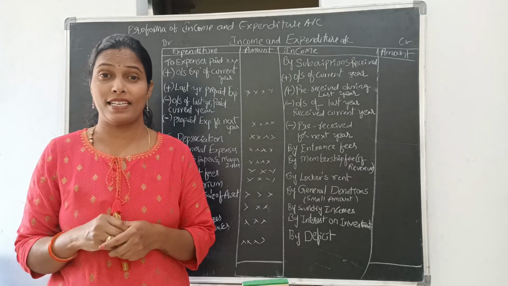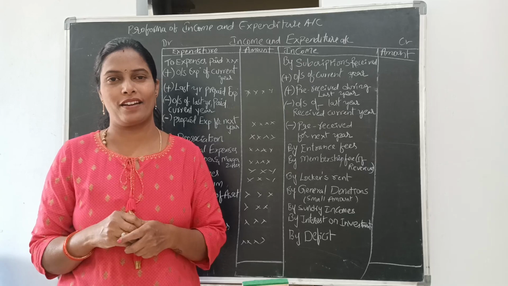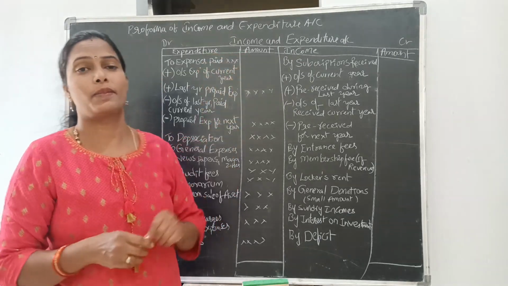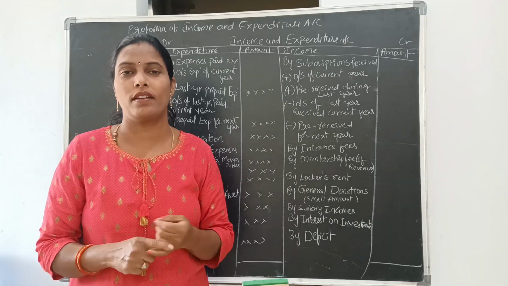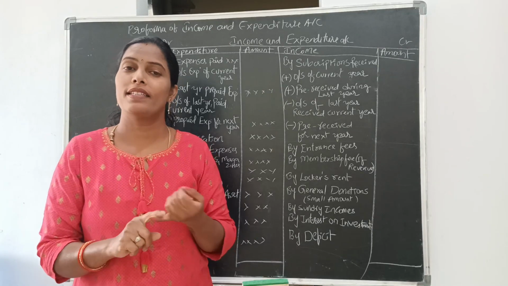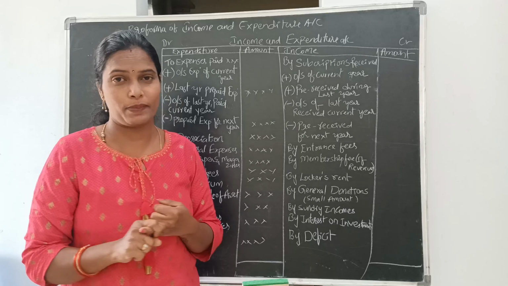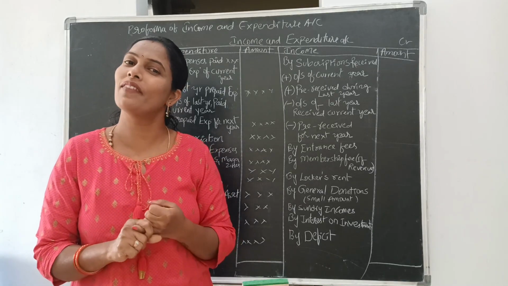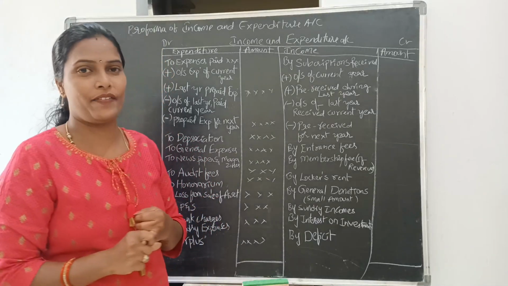In our previous classes, we have done the receipt and payment accounts. Now in this class, I am going to teach you the income and expenditure format. You know that in an NPO, three accounts are going to be prepared: receipt and payment account, income and expenditure account, and balance sheet. The first one we have done, and this is the second one.